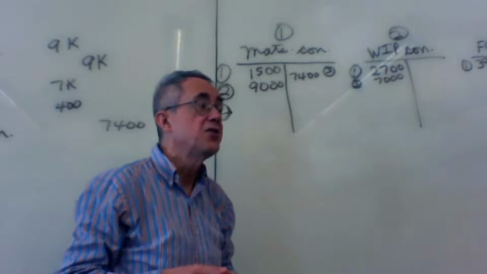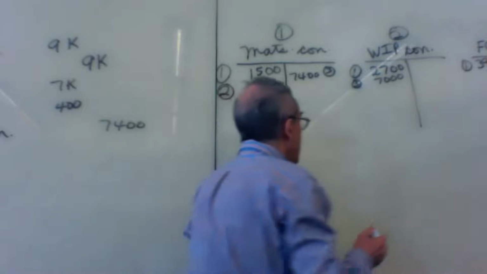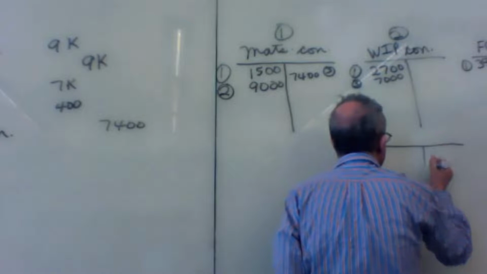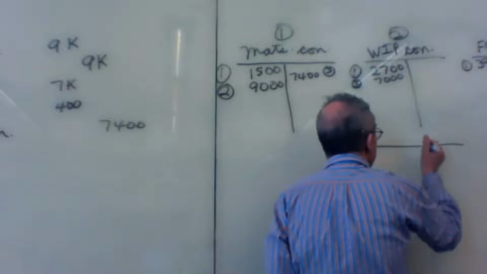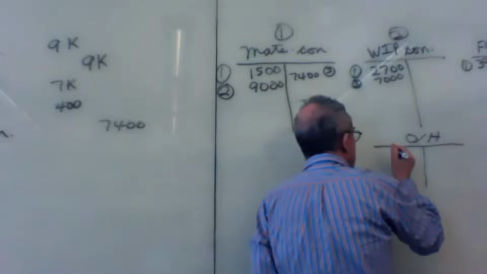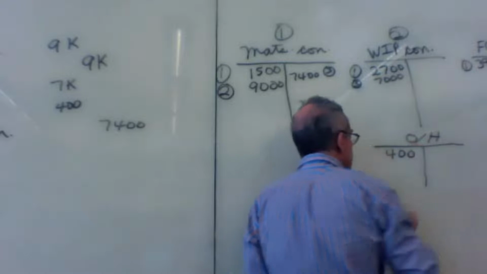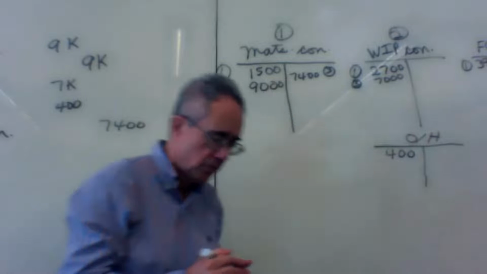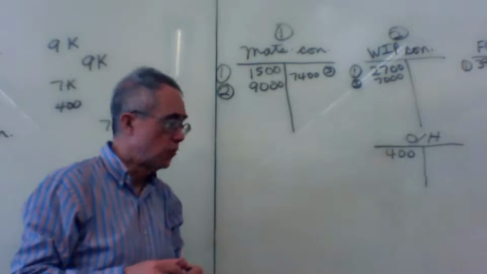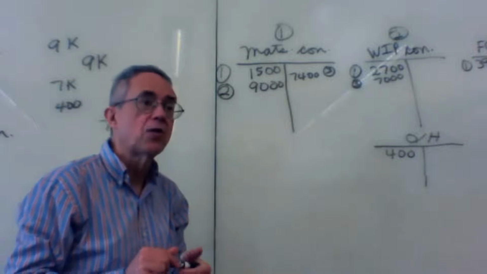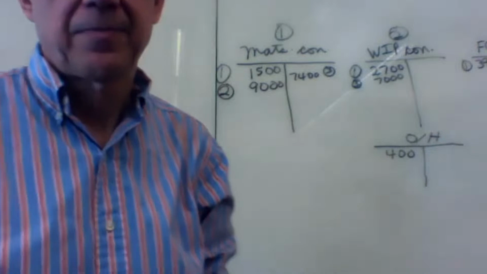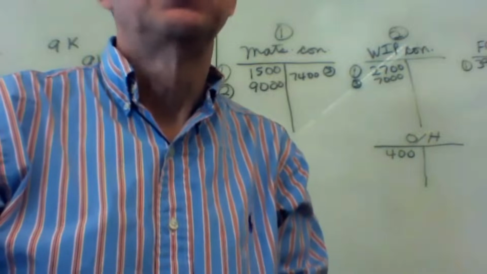Then I'm going to need another account. I need to introduce this overhead account in the form of a T account. I'm going to go ahead and debit that for 400. So the 400 moved on along to overhead, keeping track of the amount of overhead we've incurred. You'll see what we do with that at year end. Any questions so far?